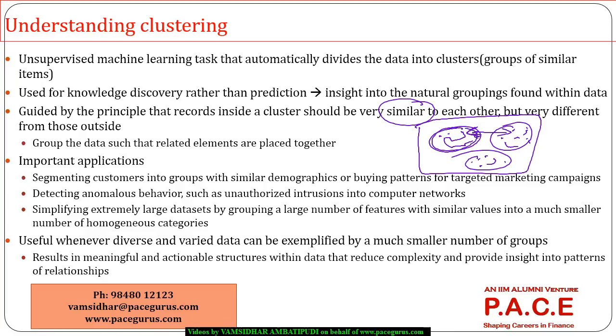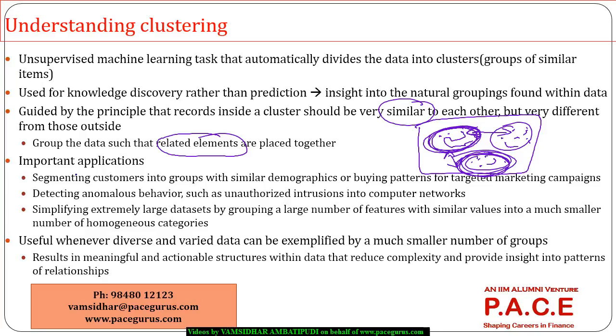So within this cluster, all of them should be more or less similar. Within this cluster, all of them should be more or less similar. But between these two clusters, the characteristics of the elements should be very much different. So all those which have similar characteristics, related kinds of elements, records, and examples, I am placing them together and separating them from the other groups of examples. That is what is going to happen as a part of the clustering process.